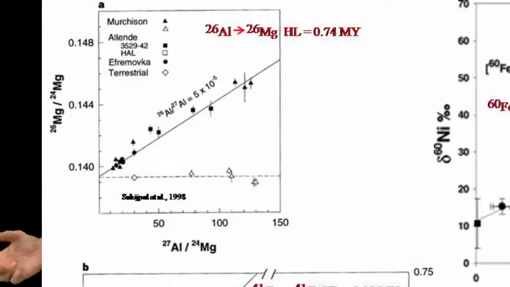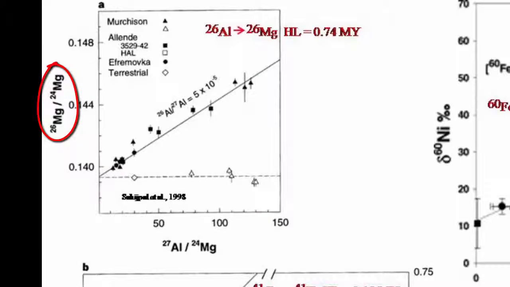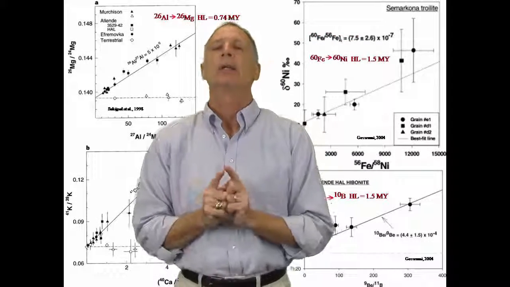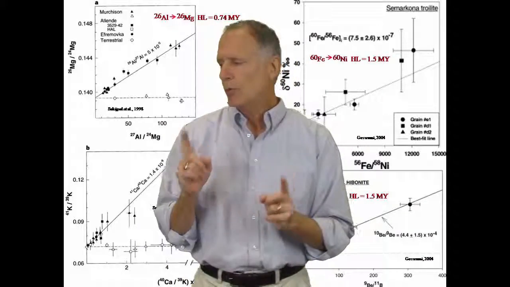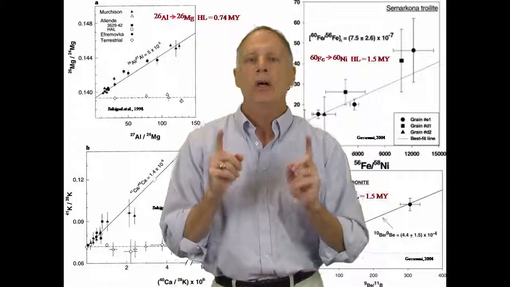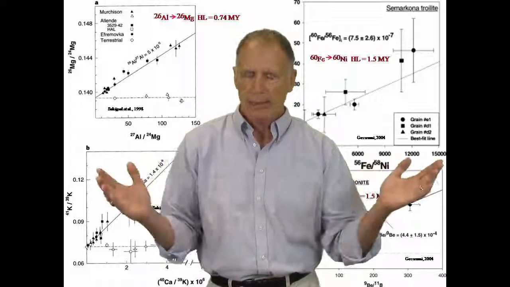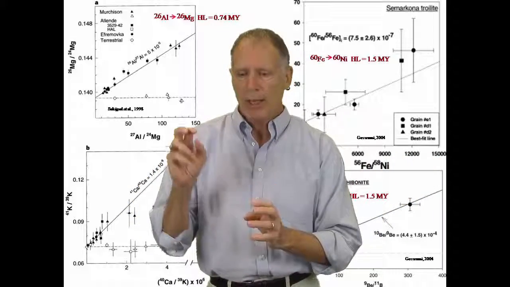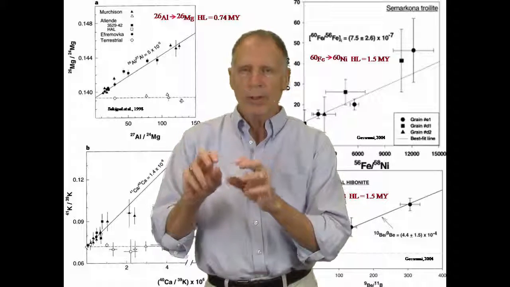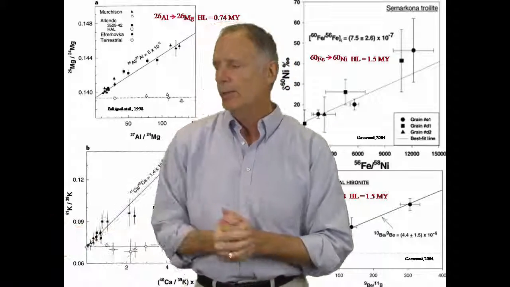So now look at what we're seeing here. We're seeing this beautiful correlation between magnesium-26, which is the product of the decay of aluminum-26, over there on the y-axis, and it's correlating with aluminum-27, which is a very stable isotope of aluminum. And what this is really telling us is that originally aluminum-27 was correlated with aluminum-26.